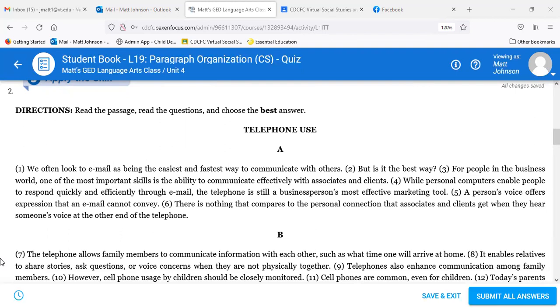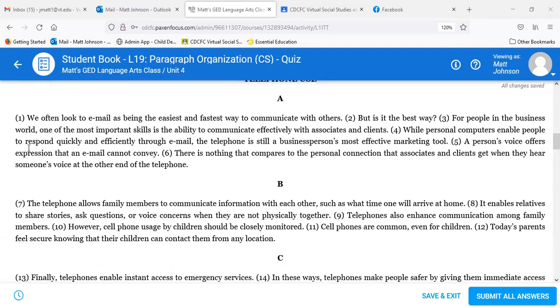There is nothing that compares to the personal connection that associates and clients get when they hear someone's voice at the other end of the telephone. The telephone allows family members to communicate information with each other, such as what time one will arrive at home. It enables relatives to share stories, ask questions, or voice concerns when they are not physically together. Telephones also enhance communication among family members. However, cell phone usage by children should be closely monitored.